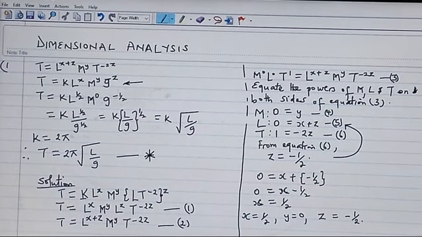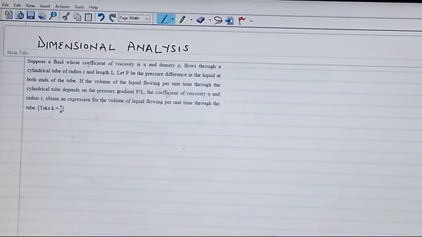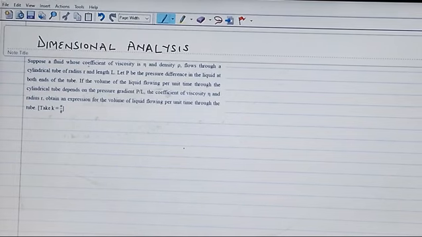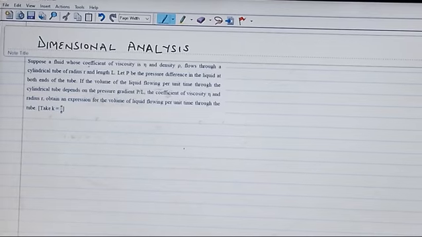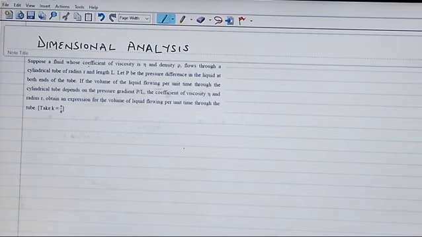Let's try another problem. So let's look at another problem. Here we have that suppose a fluid whose coefficient of viscosity is given there. We can see the symbol for density also. A fluid which has coefficient of viscosity and density flows through a cylindrical tube of radius r and length L. If you check this particular problem, you discover that there is no equation given. So one has to extract the equation from the problem.